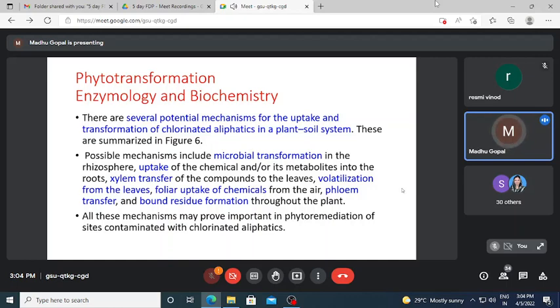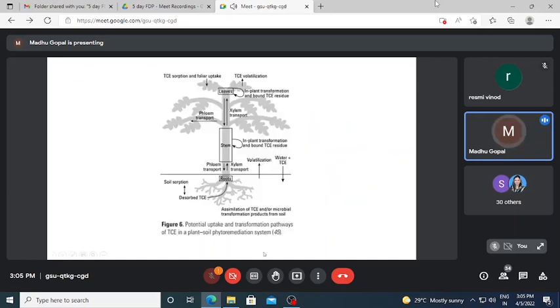Anyway, we don't know what is actually happening, but scientists have come out with possible mechanisms. And all these mechanisms may prove important in phytoremediation of sites contaminated with chlorinated aliphatics. So this is a potential uptake and transformation pathway of PCE and trichloroethylene in a plant soil phytoremediation system. Here you can see the roots, the stem, and the leaves. Different mechanisms take place. Soil absorption, then in the stem the transport is taking place. Then it will reach the xylem transport. It's a two-way mechanism, phloem transport. Ultimately, from the leaves, we can have volatilization, then in-plant transformation, and bound TCE residue can be found in the leaves. All those mechanisms can happen.